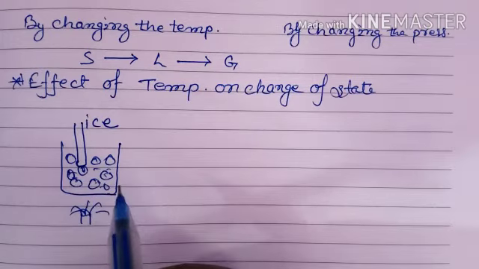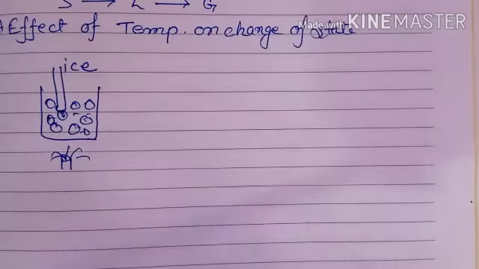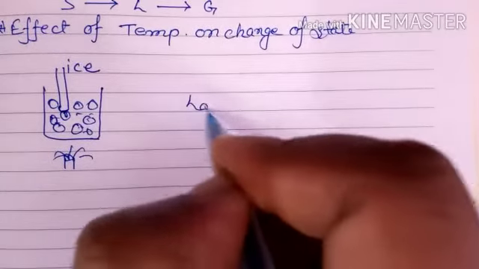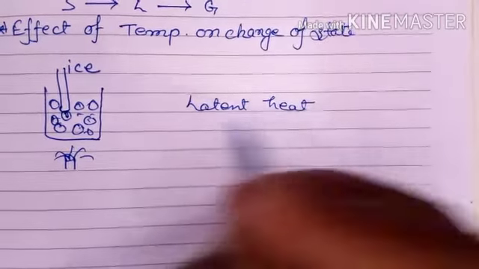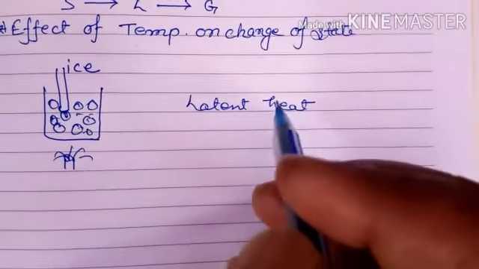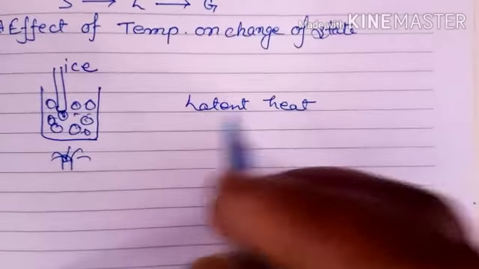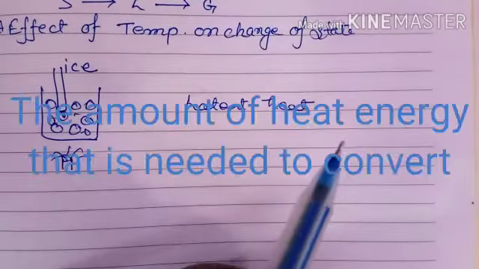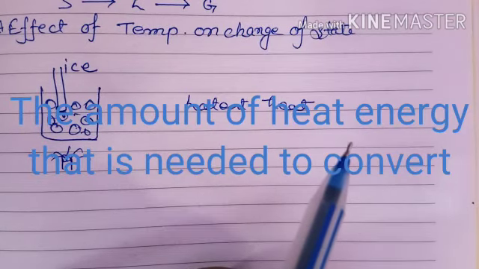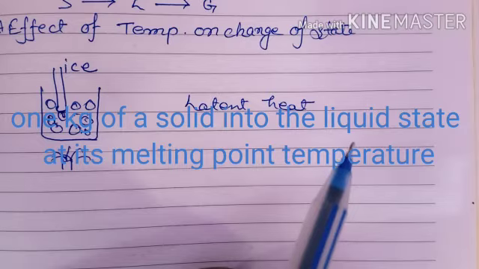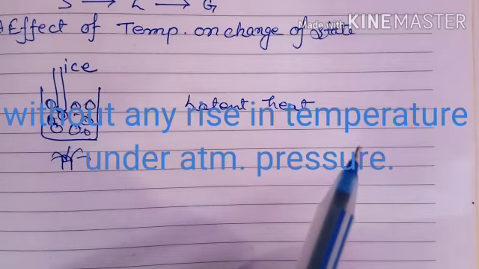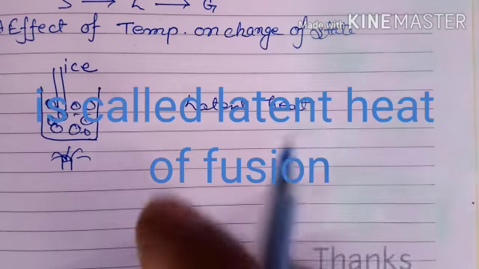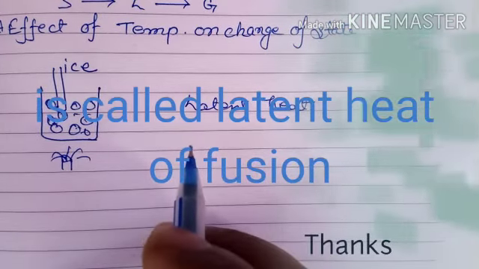So now we are going to discuss a very important term, and that is latent heat. First of all, we'll define latent heat. What does latent heat actually mean? Latent heat means the amount of heat energy that is needed to convert 1 kg of a solid into the liquid state at its melting point temperature without any rise in temperature under atmospheric pressure. Students, you can pause the video and write it down.